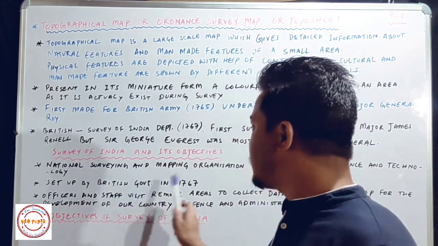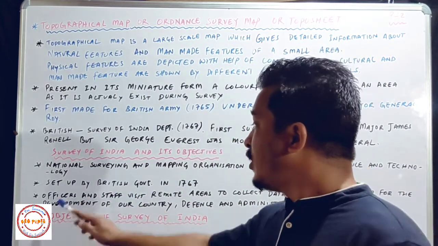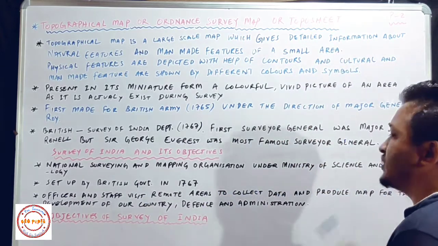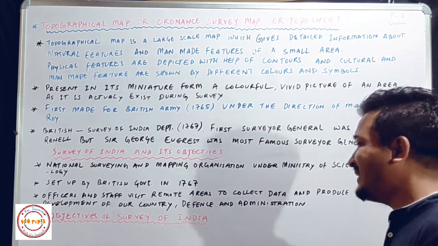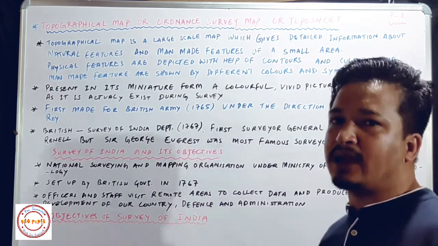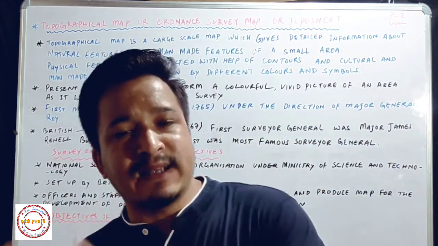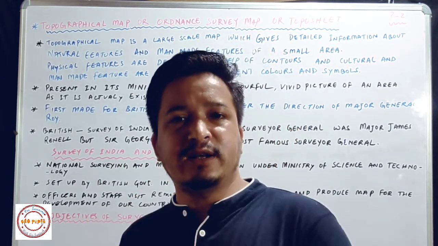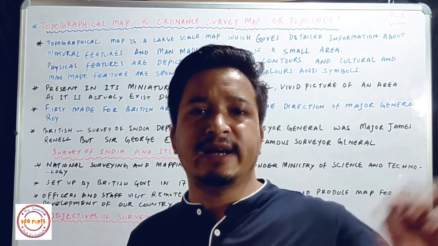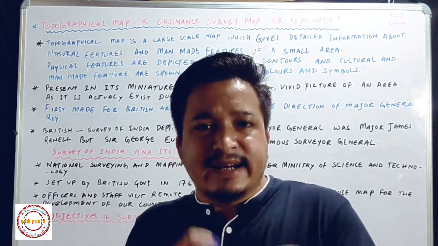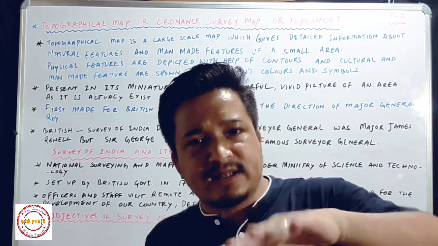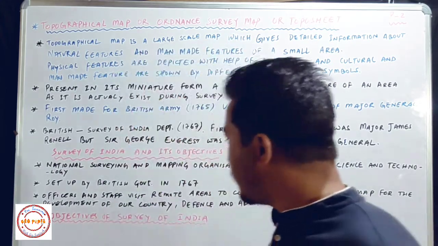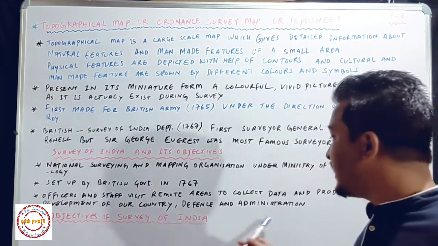Now, it was set up by the British government in 1767. As I told you, officers and staff visit remote areas to collect data and produce maps for the development of our country, defense and administration. So what do the officers and staff of the Survey of India do? They go to remote areas, collect data from there, and on the basis of their survey they prepare maps, which help in the development of our country, defense and administration.